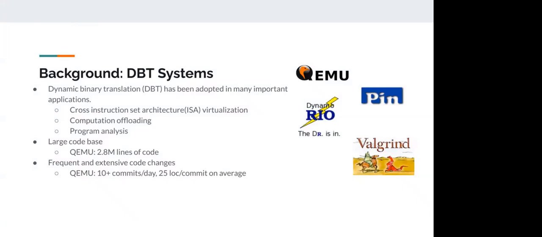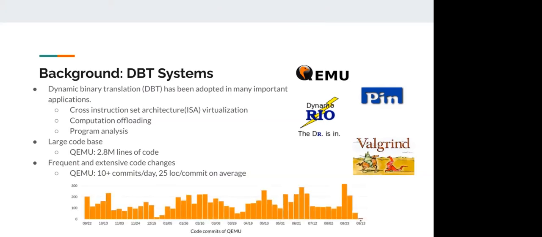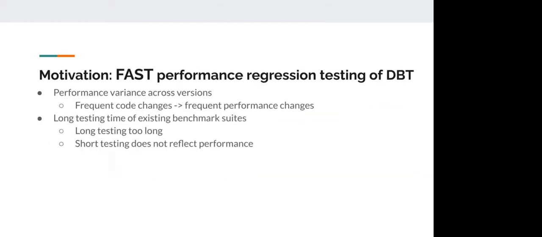However, the code base of DBT suffers from frequent changes. As shown in this figure, QEMU has more than 10 commits on average every day. In this case, its performance may change frequently across different versions. Thus, it is necessary to conduct regression testing before each commit. However, current testing suites usually take an extremely long time, which is not suitable for quick and frequent tests.